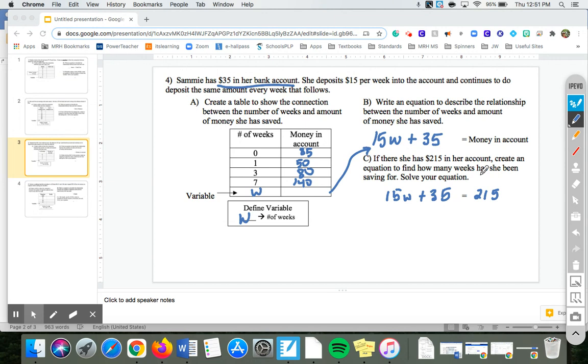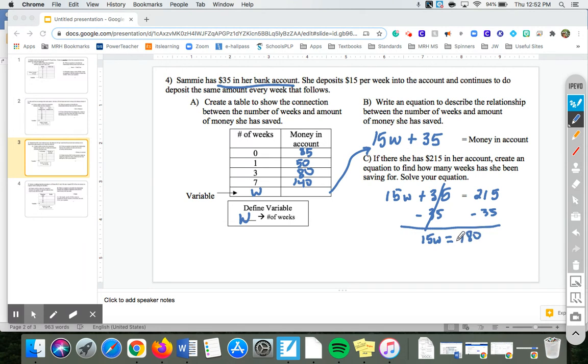So our first step here would be to use inverse operations to undo addition or subtraction. So I want to undo adding 35 by subtracting 35. I'm going to do that on both sides. And I get, again, isolating my variable W, 15W all by itself on the left side is equal to 180.